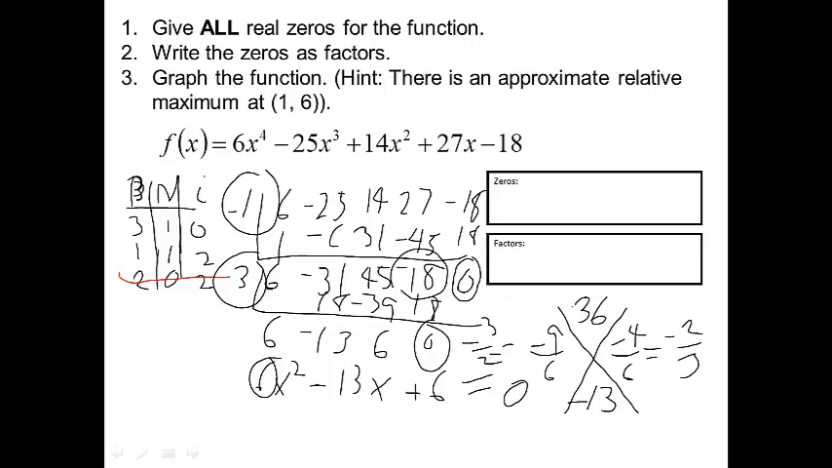I'm running out of room here. But that means that this is going to factor as x minus 3 halves, and we don't ever factor with fractions, so we're going to put that 2 in the front, and then this is x minus 2/3, and then put the 3 in that front. Okay, and these are going to be negative, right?